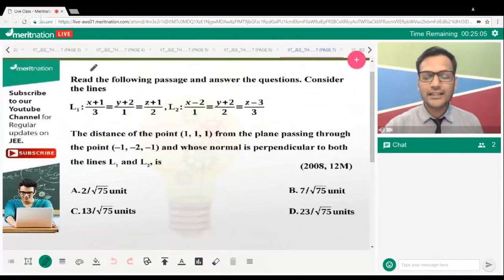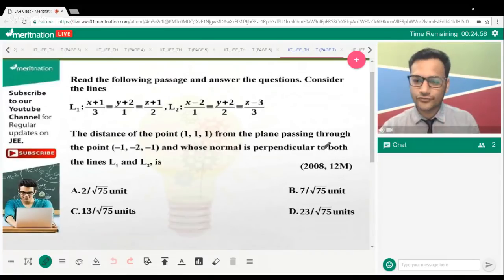Let's try a paragraph type question. This is a question in 2018, 12 mark questions. It consists of 3 parts. I'll solve all the parts. Each part consists of 4 marks. Read the following passage and answer the question. Consider the lines L1 and L2. There are 2 lines given to us.